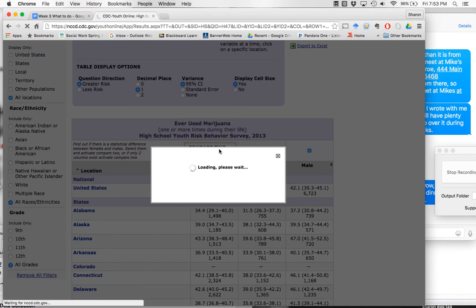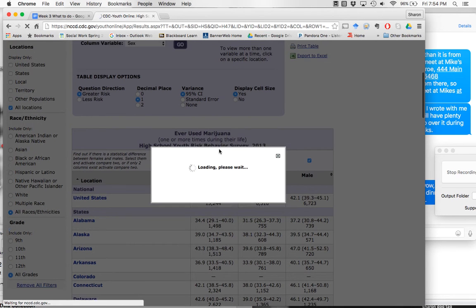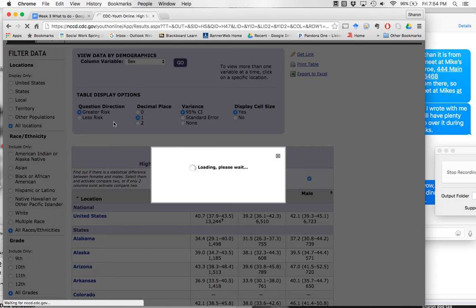This data processing takes a little bit of time, but what it will show is whether or not there's a difference between male and female marijuana use, and it will show it on the United States level, but also in the different state levels. While that's loading, I just want to pay attention to some of the things up here.